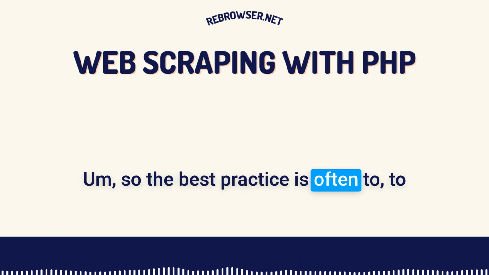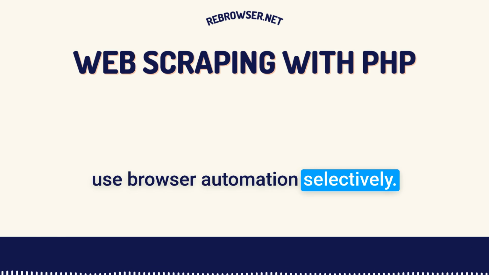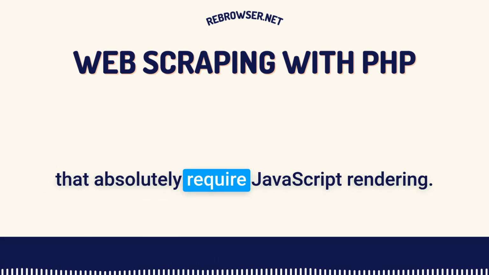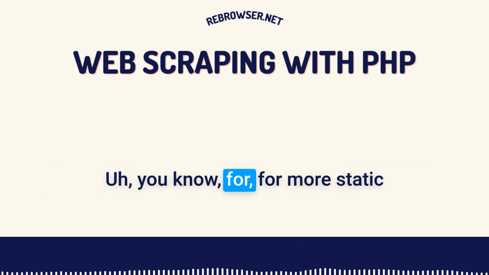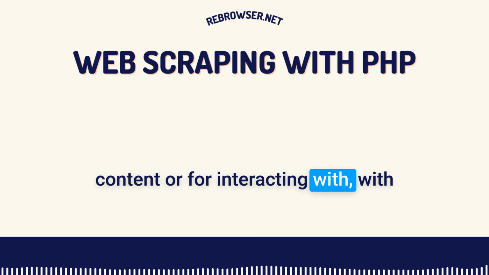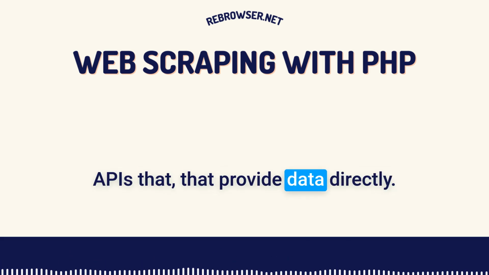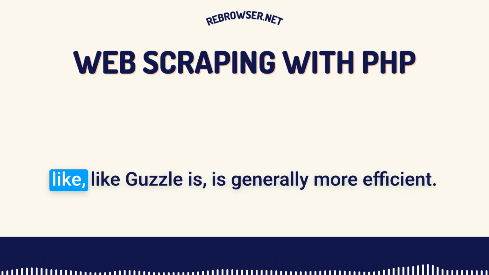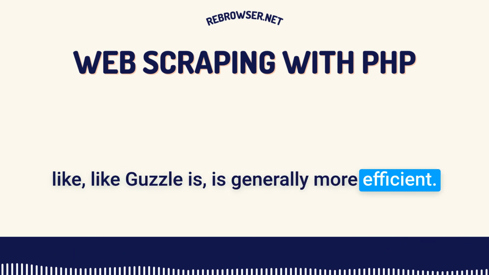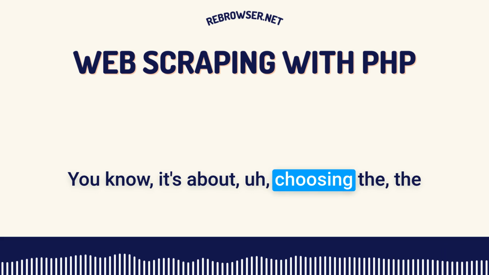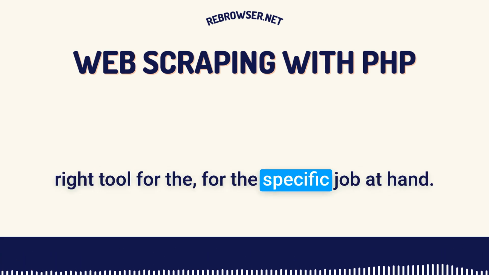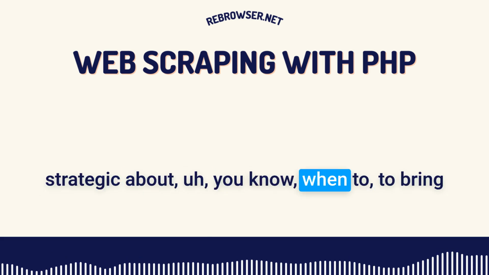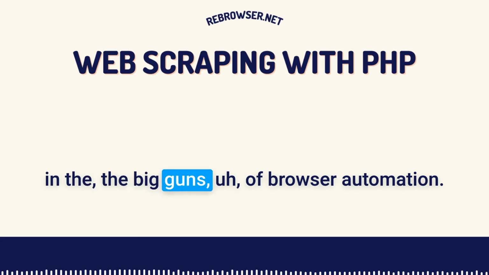So the best practice is often to use browser automation selectively. Only for those parts of a website that absolutely require JavaScript rendering. For more static content or for interacting with APIs that provide data directly, sticking with a lighter weight HTTP client like Guzzle is generally more efficient. It's about choosing the right tool for the specific job at hand. That makes perfect sense. Being strategic about when to bring in the big guns of browser automation.